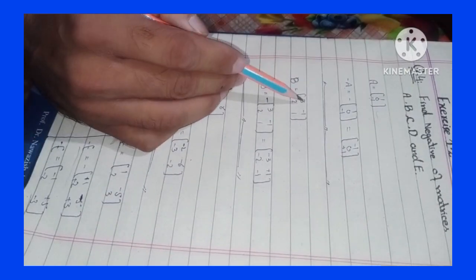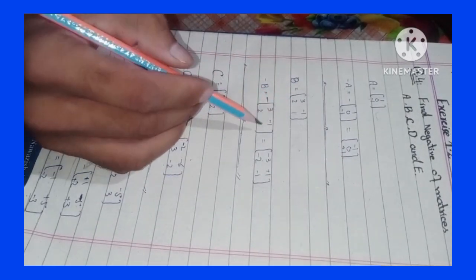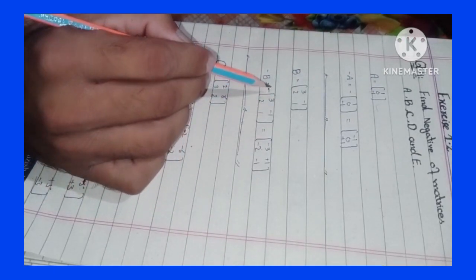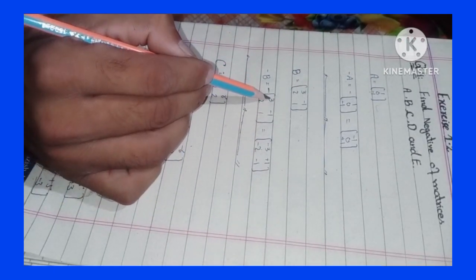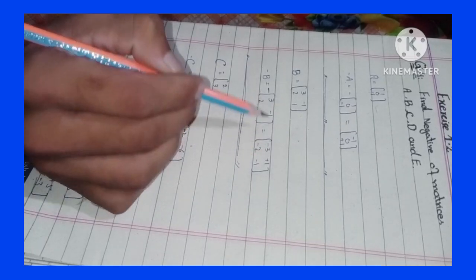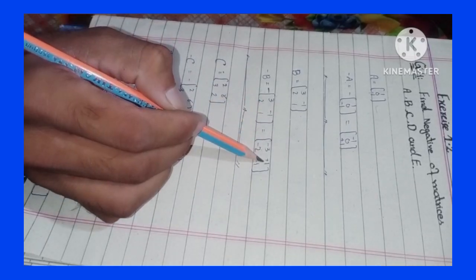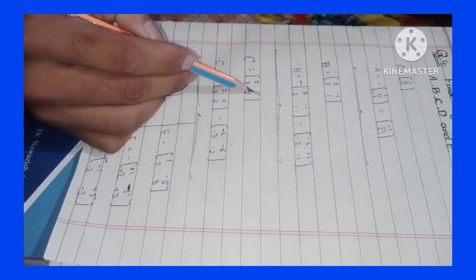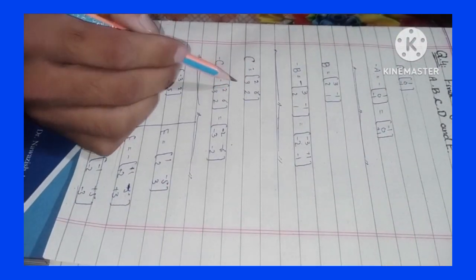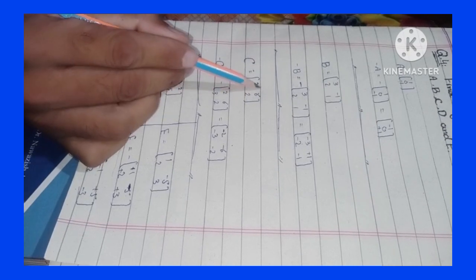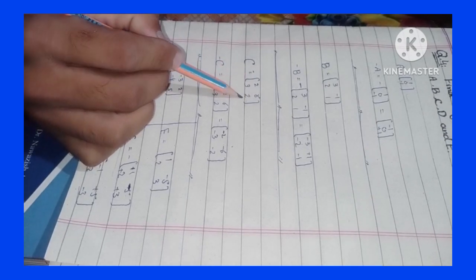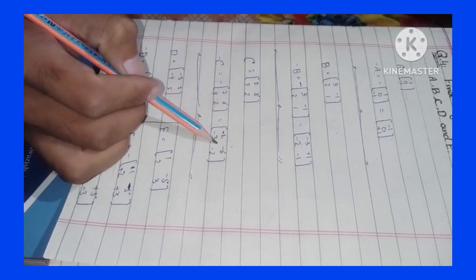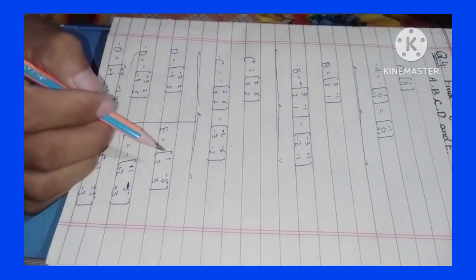Similarly, matrix B is 3, minus 1, 2, 1. Apply the negative sign. After applying the negative sign, positive 3 changes into minus 3, minus 1 changes into positive 1, similarly. Matrix C has entries 2, 6, 3, 2. Apply the negative sign. These are all positive entries. After applying the negative sign, they change into negative. Only the sign is changed in negative matrices.